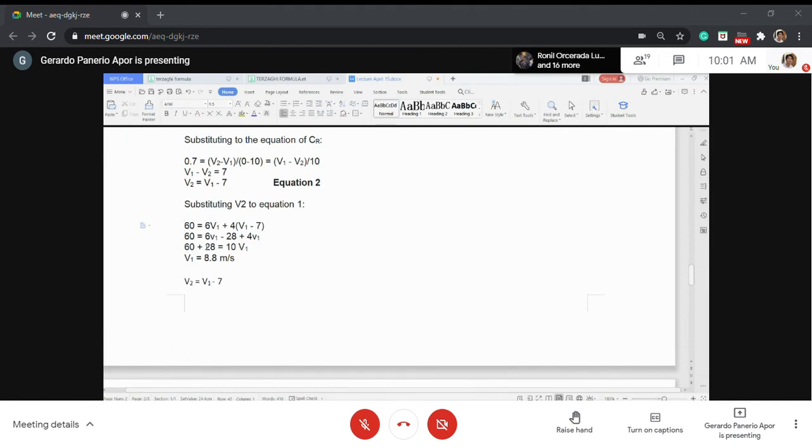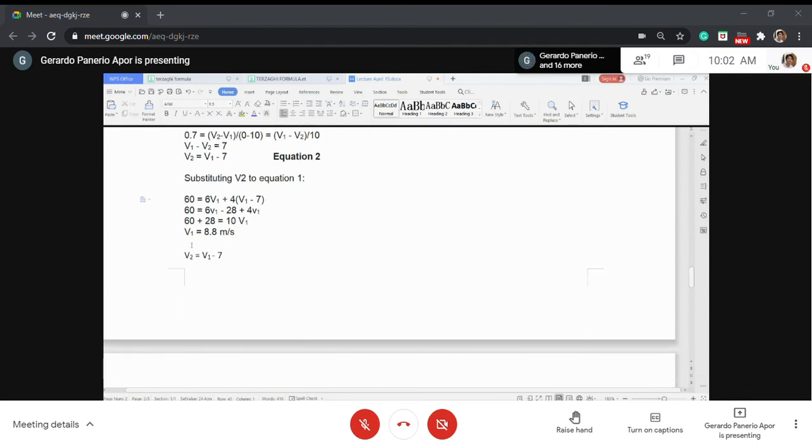So we will have 60 equals 6V1 minus 28 plus 4V1. We can add 6V1 and 4V1 because they have the same variable. Then if we transfer negative 28 to the other side, it becomes positive. So you have 60 plus 28 equals 10V1. So V1 is 8.8 meters per second.